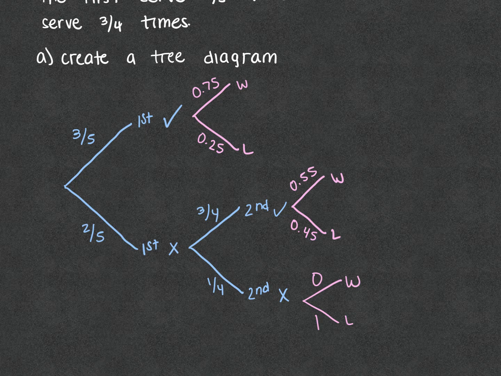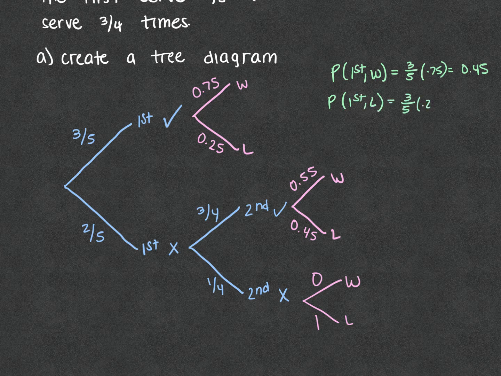So if she makes the first serve and wins the point, that would be 3/5 times 0.75, which we could write as a decimal or as a fraction, but either way, which would be 0.45. The probability that she makes the first serve but then loses is 3/5 times 0.25, which is 0.15. Okay, so we did both of these ones.